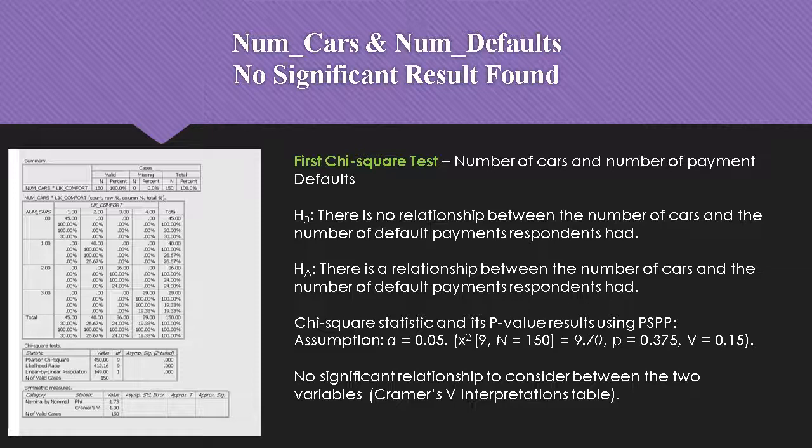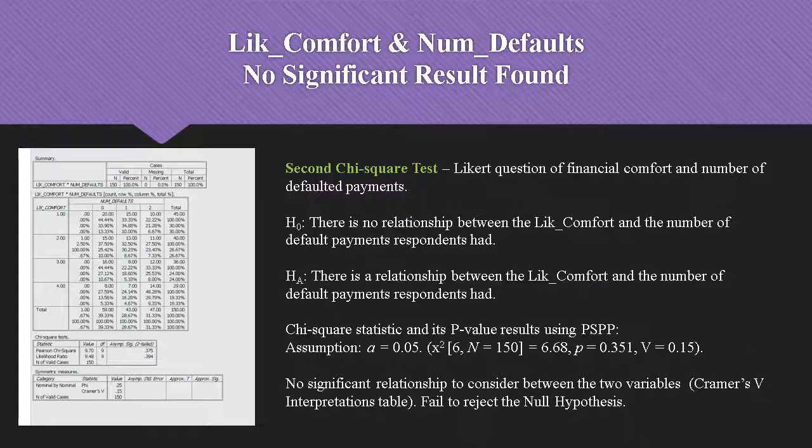Using PSPP, the formula here is based on the chart on the left, which are the data results, and plugging in those numbers, our Cramer's V number is 0.15. If you recall from the table, 0.15 indicates that there's no significant relationship to consider between the 2 variables. Therefore, we failed to reject the null hypothesis.